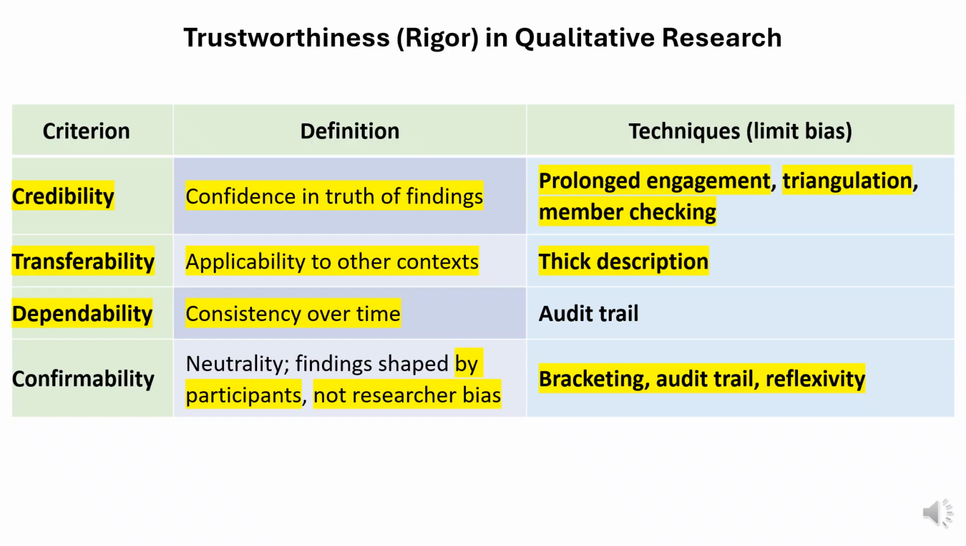Together, prolonged engagement, bracketing, triangulation, and maintaining an audit trail all serve a common purpose: to limit bias and strengthen the overall trustworthiness of qualitative research. When these strategies are woven into a study, readers gain confidence that the findings are credible, transferable, dependable, and confirmable.